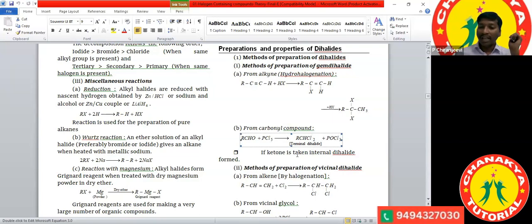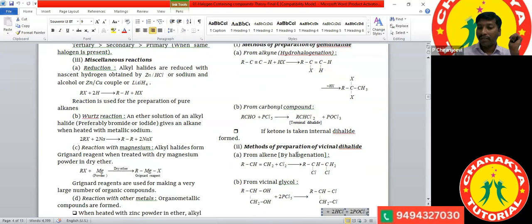And vicinal dihalides, what method are we using? Vicinal dihalides are prepared by bromination of the alkene, halogenation of the alkene, with bromine in CCl4 or bromine in water. What is the name of the test we are using, bromine in CCl4 or bromine in water? Do you have any idea?